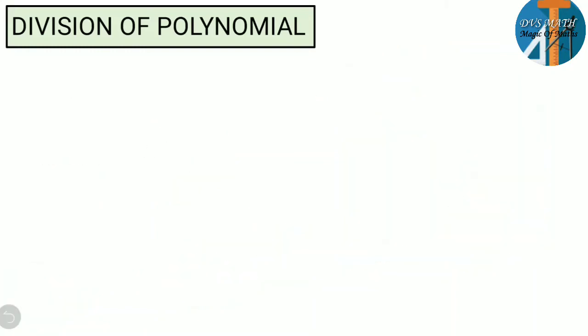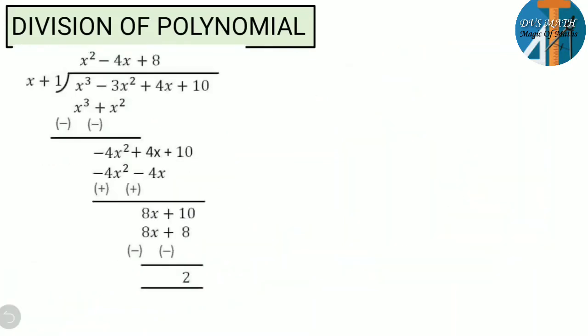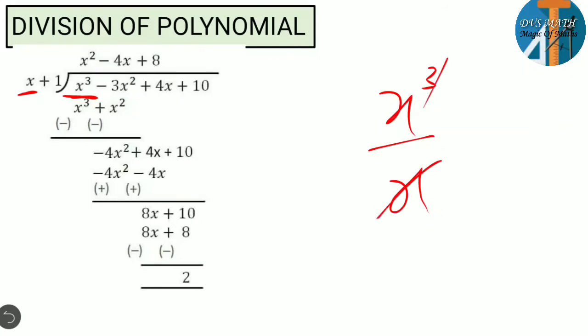So let's take one more example. Very simple. So here, what is the polynomial? This one: x cube minus 3x square plus 4x plus 8. What is the divisor? x plus 1. It will be very clear if you explain this. So what is the first condition? You have to observe the first term. It is x cube, and x. So what do we have to do? x cube by x, so cancel 1. That means you have to multiply by x square. So now multiply it.